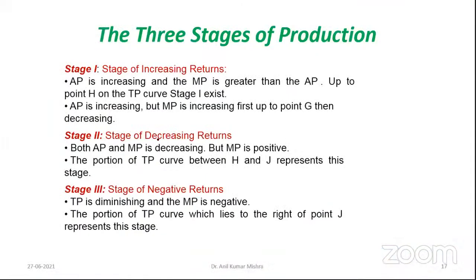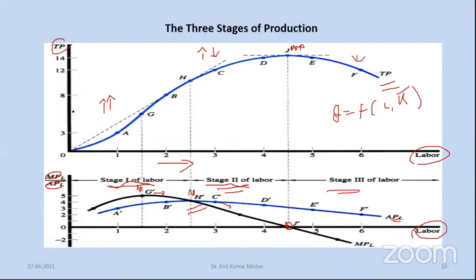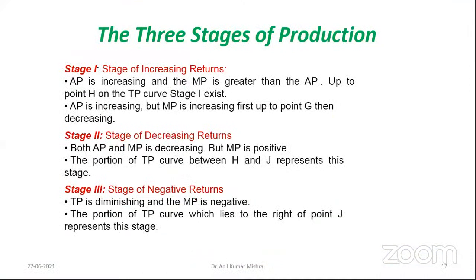Up to the H point, the total product curve exists. Stage one exists. Then each of the total product curve is also given to you. This is the vertical below that one, and this is the maximum of your average product that you have to remember. Then move to the second stage.